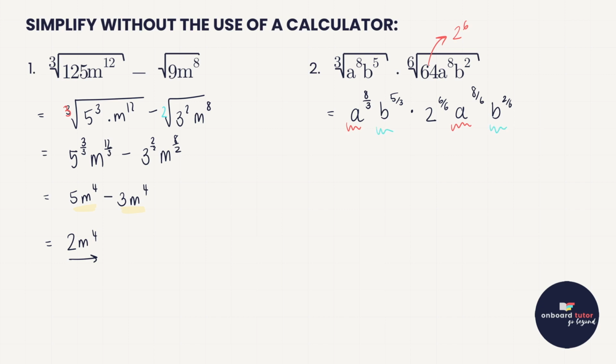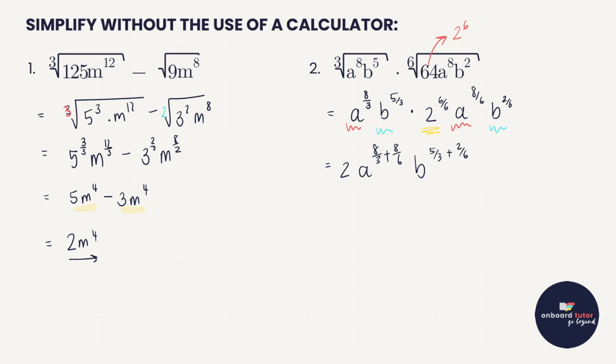So I've got a base of a, a base of b, and we also have this base here of 2, which there's just the 1. Okay, so 2 to the power of 6 over 6 is just going to be 2 to the power of 1. Then we're going to have a to the power of, and we've got 8 over 3 plus 8 over 6, multiplied by b to the 5 over 3 plus 2 over 6.